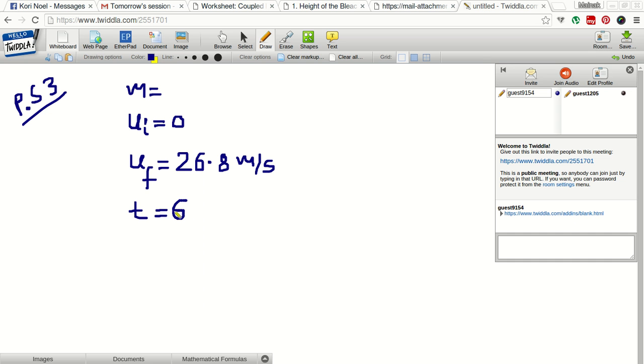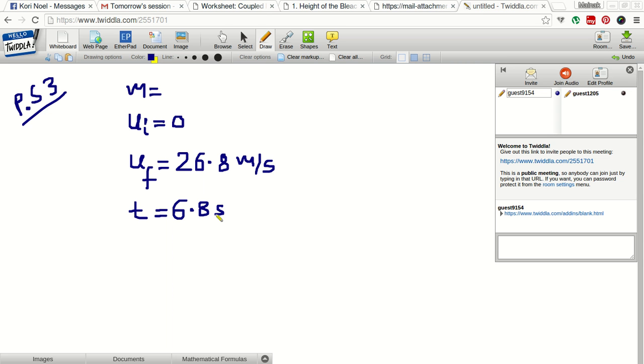So from here, if I ask you to find the acceleration, the average acceleration, can you do that for me? So we would take final minus initial velocity over time. Yes. And how much should that be?